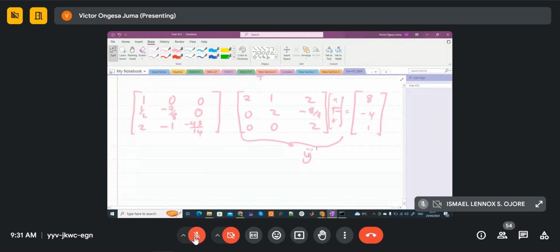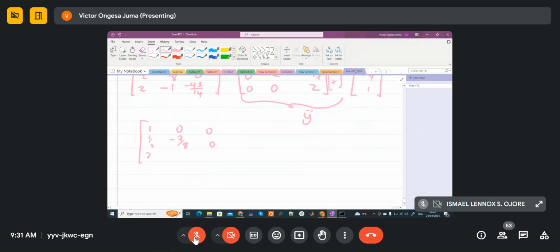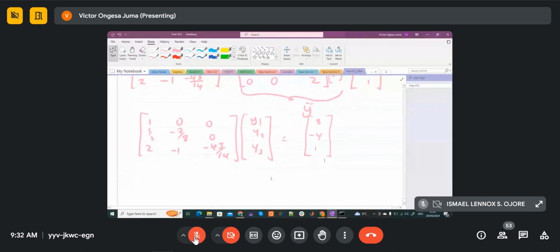And now we solve your L, which is 1, 0, 0, a half, minus 7 over 8, and then 0, 2, minus 1, minus 3 over 14, into y1, y2, y3, which gives us 8, negative 4, and then 1. So just check to make sure that nobody messed up. If you messed up this, then everything will be messed up.